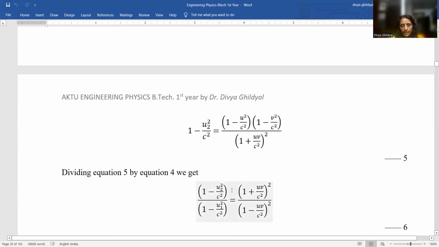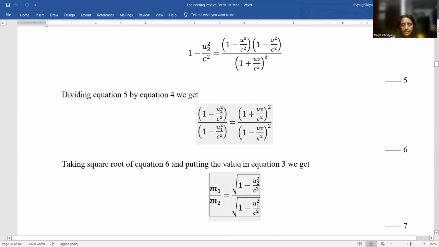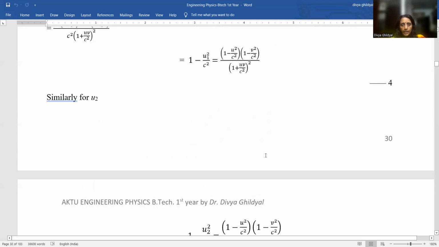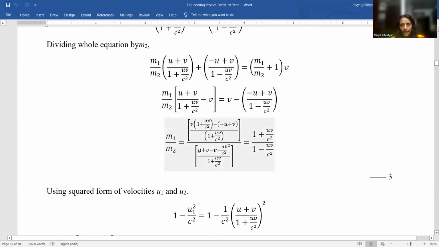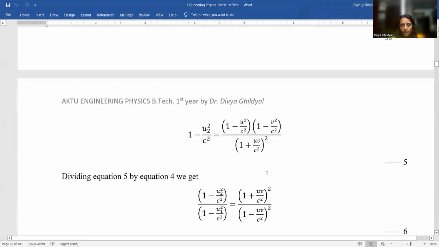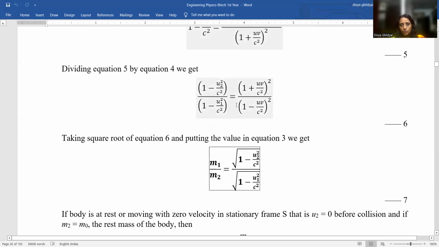Now we will divide the u1 and u2 values, and we get the expression (1 plus uv by c square) whole square upon (1 minus uv by c square) whole square. Now we will take the square root of this expression and put this value in equation 3 here, and we get m1 upon m2 is equal to under root of (1 minus u2 square by c square) upon (1 minus u1 square by c square).